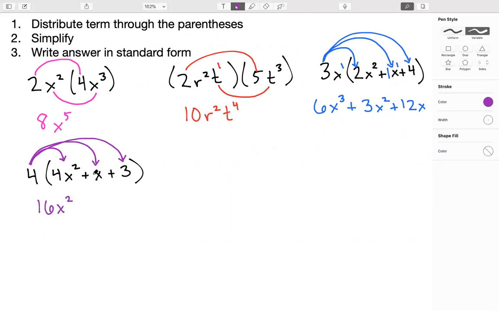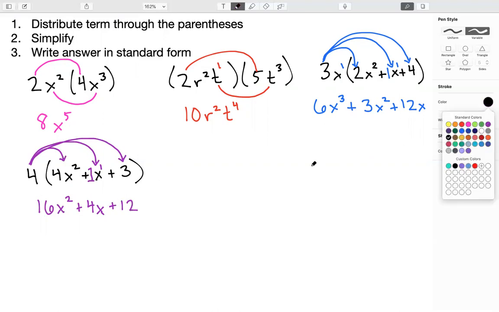4 times x, well, there's a 1 out here in front, and there's also a 1 up here. So it's 1x to the power of 1. It's the same thing. We just don't write the 1s. 4 times 1 is 4. And then we have our x there. 4 times 3 is 12. And we're done. Let's try a few more.